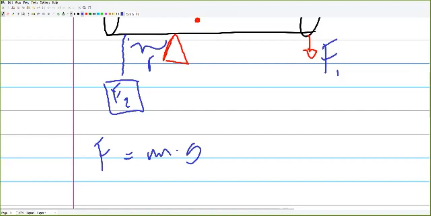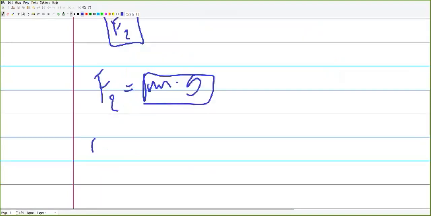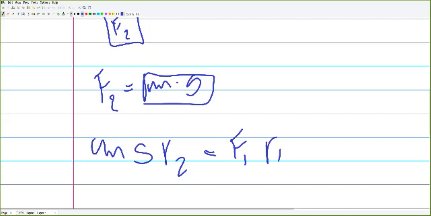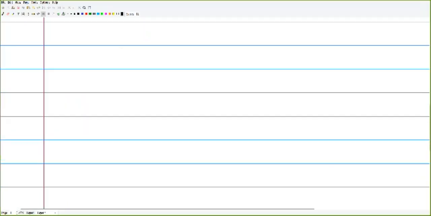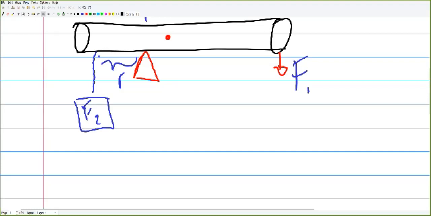So, you want to know F? It's MG. All right. So we have that MG R2 must be equal to F1 R1. All right. So yeah.